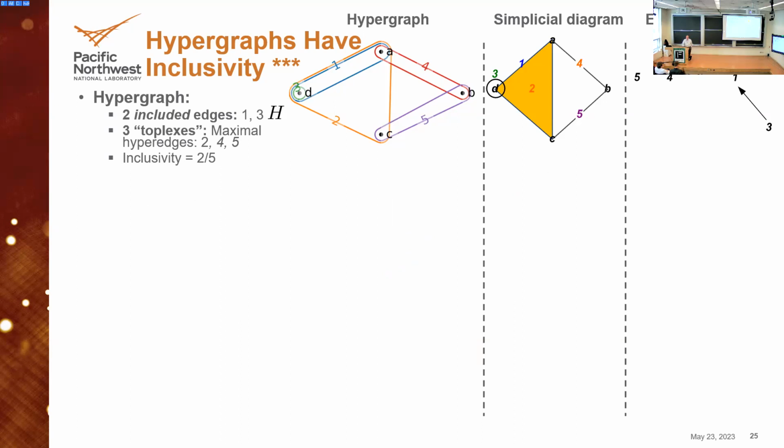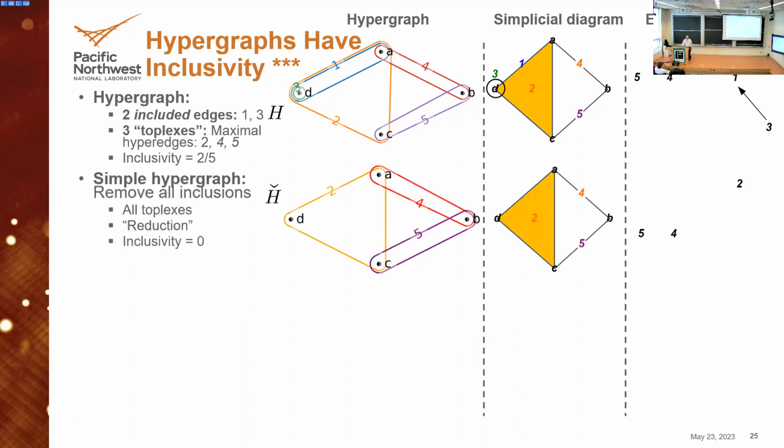In the case of what's called a simple hypergraph, where they're all toplexes, in this case I'm showing that by actually eliminating those 2 included edges, retaining only the toplexes. Now, of course, my inclusivity has dropped to 0, and notice my partial order is still there, although it's this weird vestigial little thing. Technically, that's just a single antichain in the partial order.